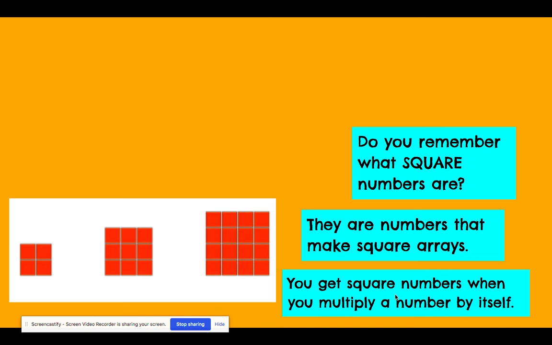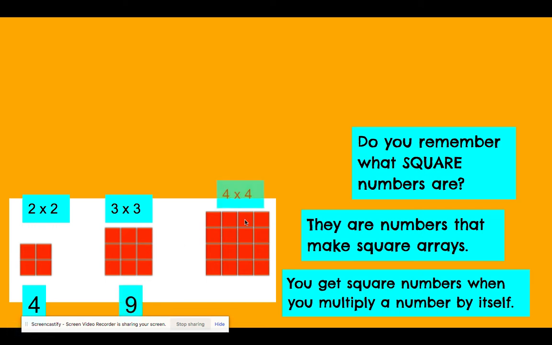So for example, this first one here is a 2 by 2 array, which gives you 4. So 4 is a square number. This array here is a 3 by 3 because you multiply 3 by itself, and then you would get 9 there. So here is a 4 by 4 array, and that gives you 16. So 4, 9, and 16 are all square numbers.